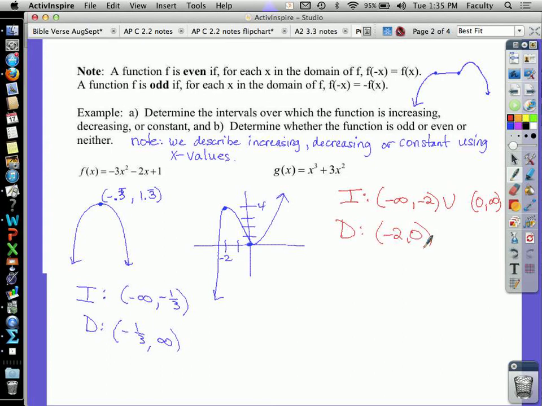And I think I forgot something. I just caught myself here. I forgot to do the even odd, so we'll do that now. But does this make sense, our increasing, decreasing?